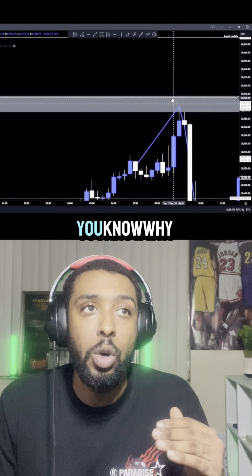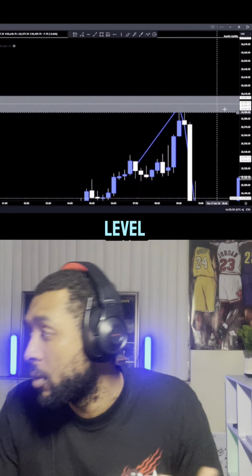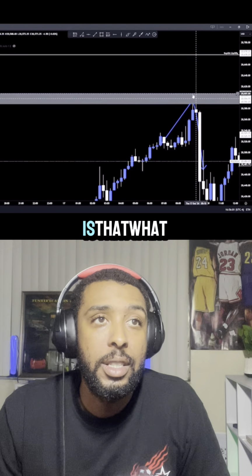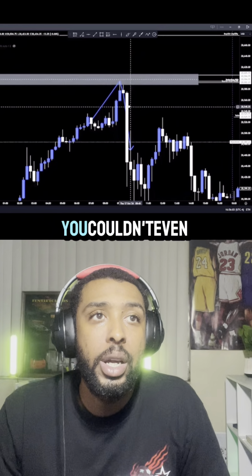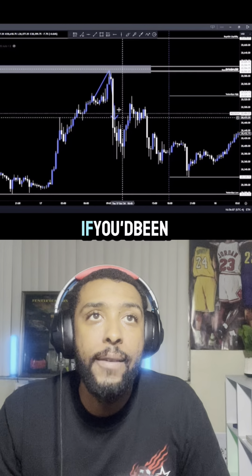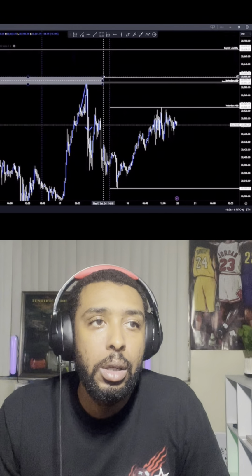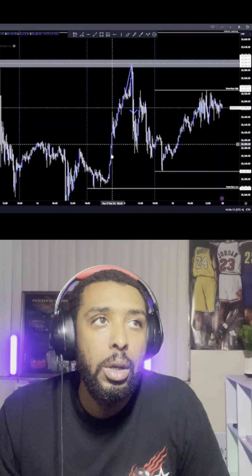We're hella bearish. You know why? Because we couldn't even trade in the upper quadrant of the level. You know what I'm saying? We couldn't even trade in the upper quadrant of the level. So you see how if you'd have been patient, you could have actually taken this play. But anyway, they just keep on going. So finally, we're coming through.